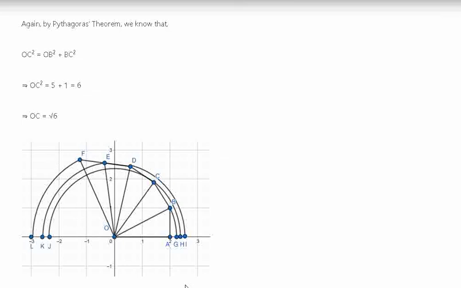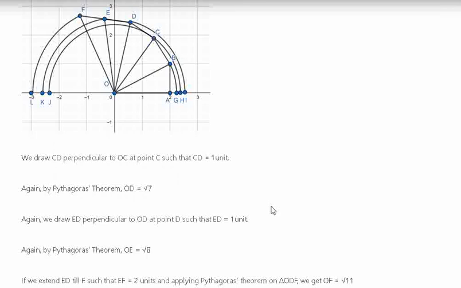So at first we get the value of OC. Okay, OC means here root 6. This is root 6, and we know the value of this one is root 5. The next one is we draw the CD. Okay, this is the CD. This is also perpendicular on OC.